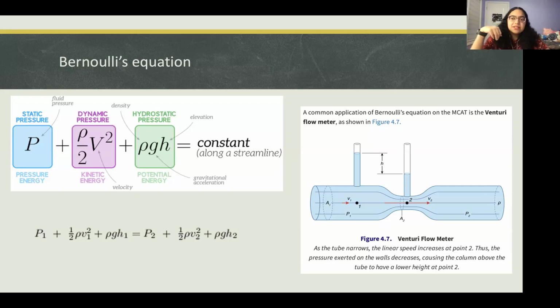So that all is constant. You could just say P1 plus half rho v1 squared plus rho gh1 will equal P2 plus half rho v2 squared plus rho gh2. If you're comparing 2 different points, that will be constant.